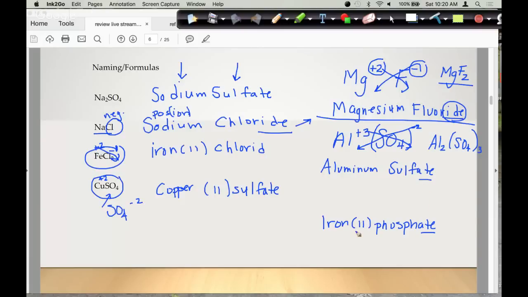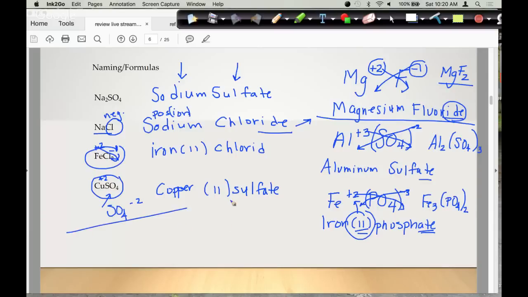For iron(II) phosphate, that means I'm using iron's +2. Anytime they give you parentheses, that is the charge. We don't have to look anything up on the periodic table for that. And this ending in -ate, I look up on Table E, and it says it has a -3 charge. I crisscross this number outside the parentheses, and I wind up with Fe3(PO4)2.